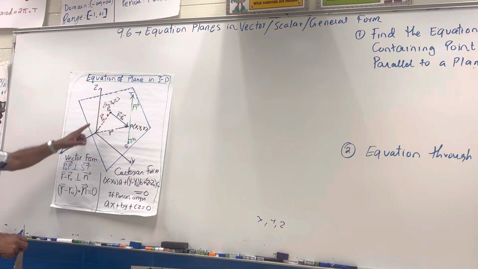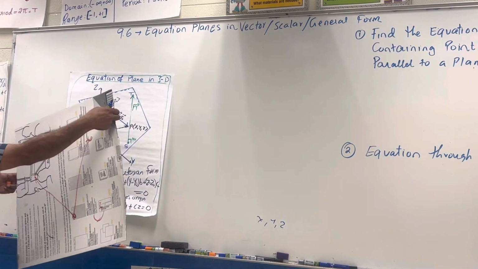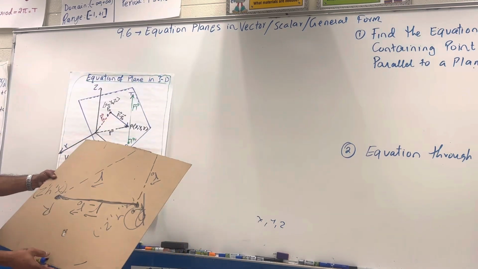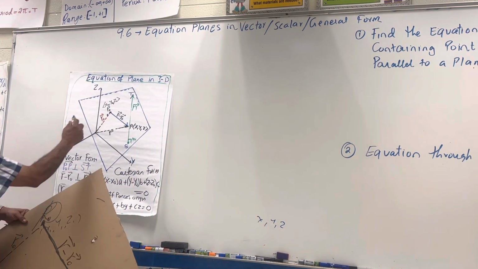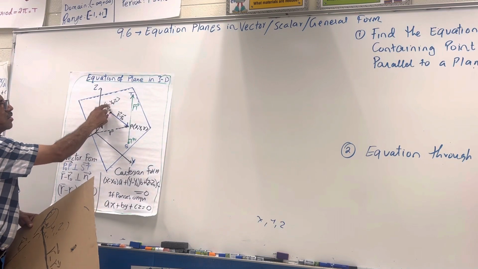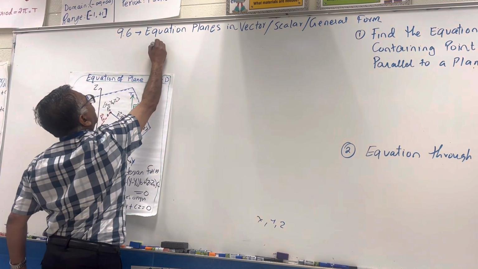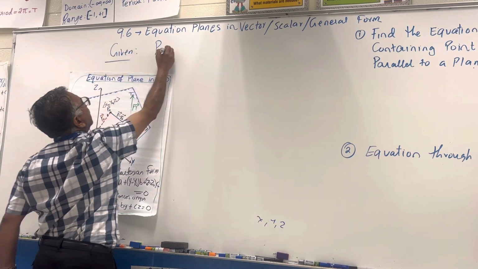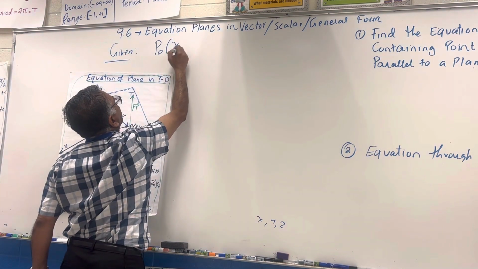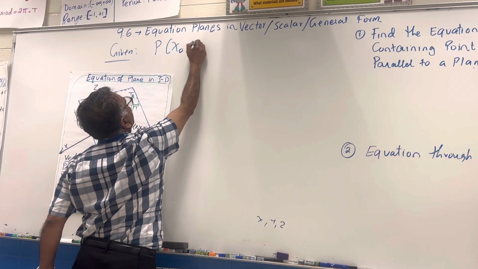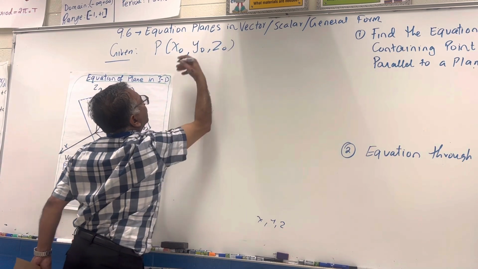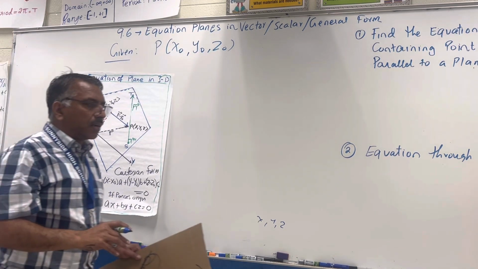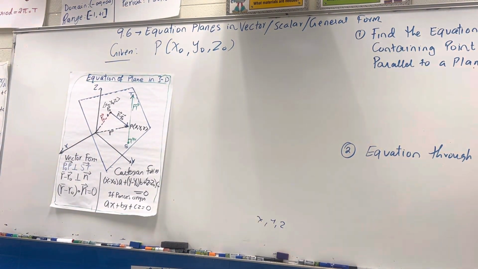So just imagine that this is the plane right here, and I did take 2 points here. This is the point I took as x naught, y naught. So this is the given point, P naught. P naught is given to you on the plane, and let's call it P. P is x naught, y naught, and z naught. This is given to you. Then there is also one more thing, a vector that is given to you, which is for the plane.